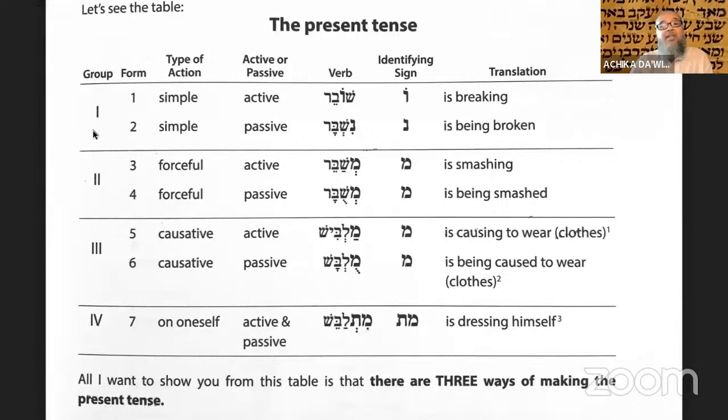Okay. But the things that don't change are the 4 groups with the 7 forms. Okay. So each one of these groups, group 1, 2, 3, and 4, they have each a simple, a forceful, and a causative. And in each one of those, you have an active and you have a passive. Okay. So this is not only with the present tense, but it's with the past tense and the future tense. We just left our future tense. And will you remember it? Maybe, maybe not. You got to kind of go over it over and over again. Okay. And of course, this one is active and passive because it's done on oneself.